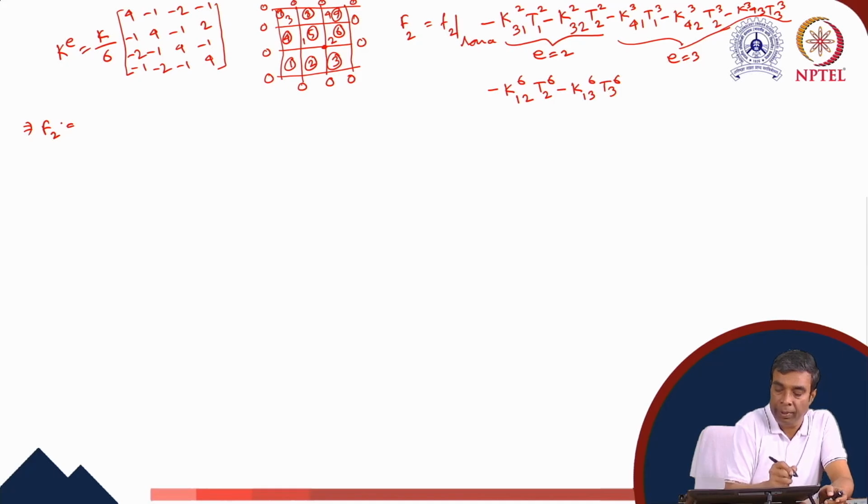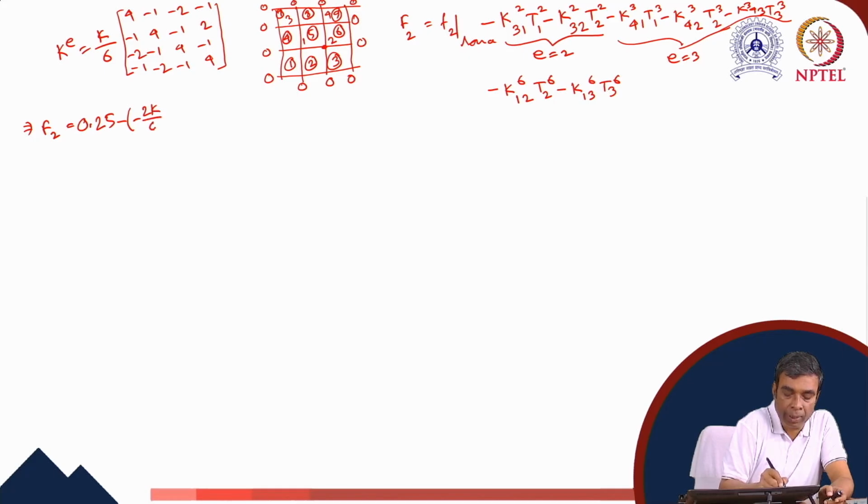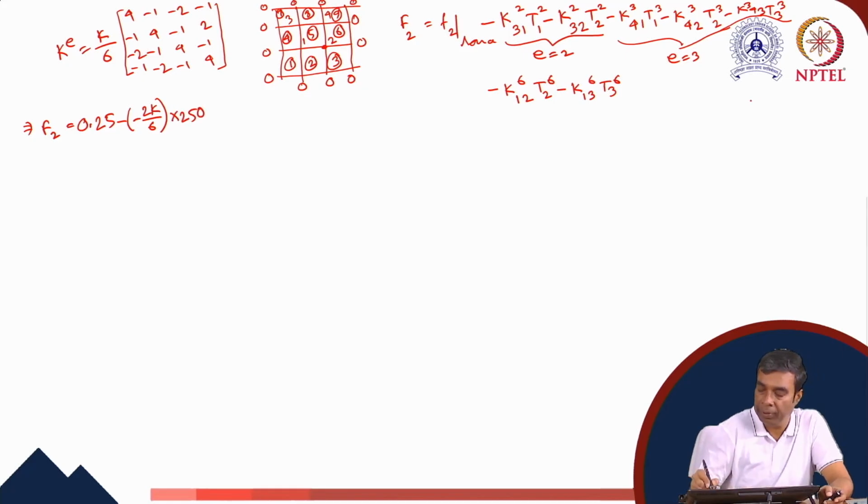So this gives us F2 equals to F2 source. We already know that it is 0.25 Q. By putting the value of Q as 1, this was 0.25. Now K312, K31 is minus 2. So this comes as minus 2K by 6 into T12. For the second element, first local node, the temperature was 250 degrees centigrade. So this is 250. Here we show the temperatures again.